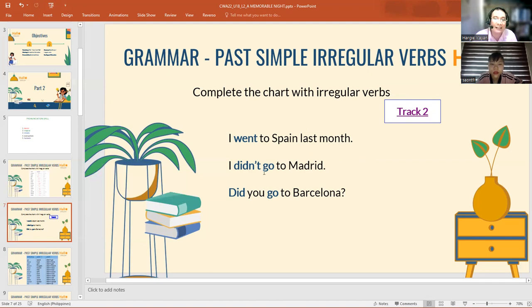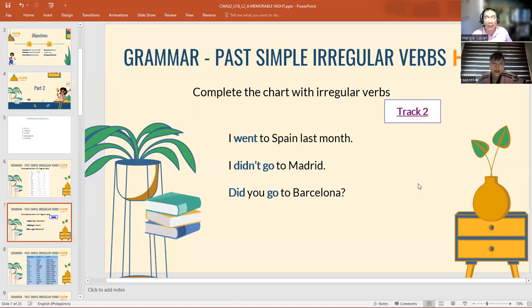Next, I didn't go to Madrid. Now look at this one. Do you think the use of the negative and our verb is correct? I did not or didn't go to Madrid. Yeah, I think it's true. You talk about the action, it happened in the past. But it did not happen, so we don't need to change it.